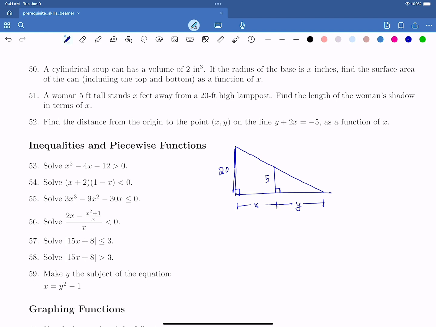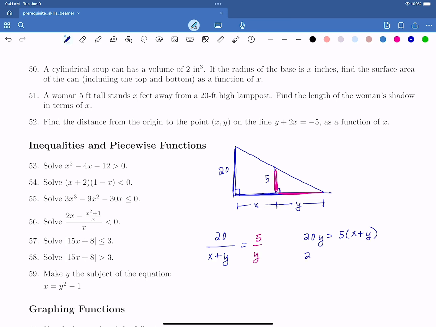This short leg to this long leg would be equal to this short leg to this long leg. 5 over y, like that. There's our proportion. Now I'm going to make y the subject of this equation. So I'm going to cross multiply. 20 times y equals 5 times x plus y. I'm going to make y the subject of the equation.